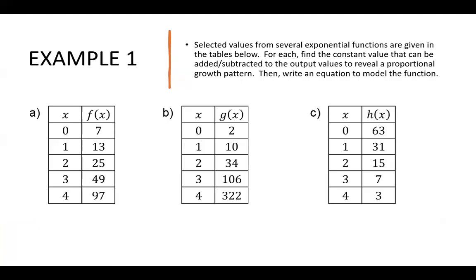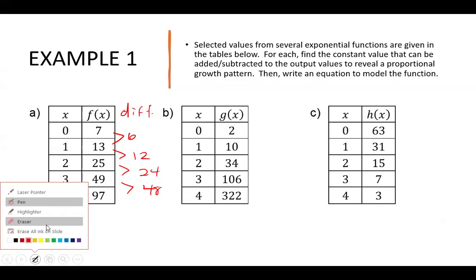So first we're going to find a difference. I'm just going to write difference. If I'm finding the difference, 13 minus 7 is 6. 25 minus 13 is 12. 49 minus 25 is 24. 97 minus 49 is 48. So that's my difference.